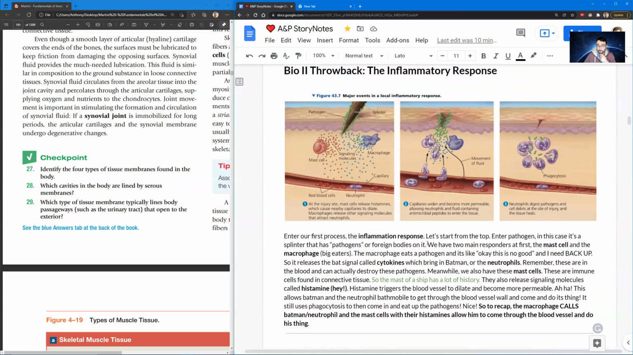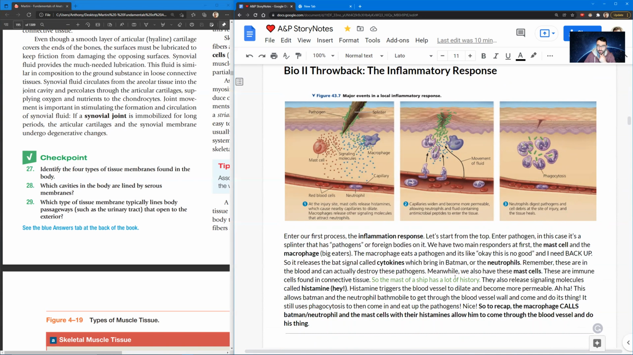This is a throwback from Bio 2, and we can think about, here's a pathogen like a splinter with some, I don't know, like bacteria on it, for example. So a pathogen comes in. We have two main responders at first, the mast cell and the macrophage. The macrophage eats a pathogen, and it's like, okay, this is no good. I need backup. So it releases this bat signal called cytokines, and that brings in Batman, I like to call the neutrophils. These are in the blood and can actually destroy pathogens. You can see them in the purple here.